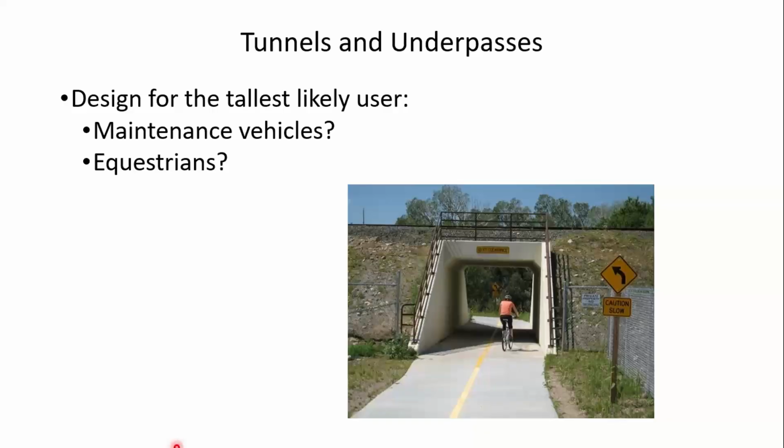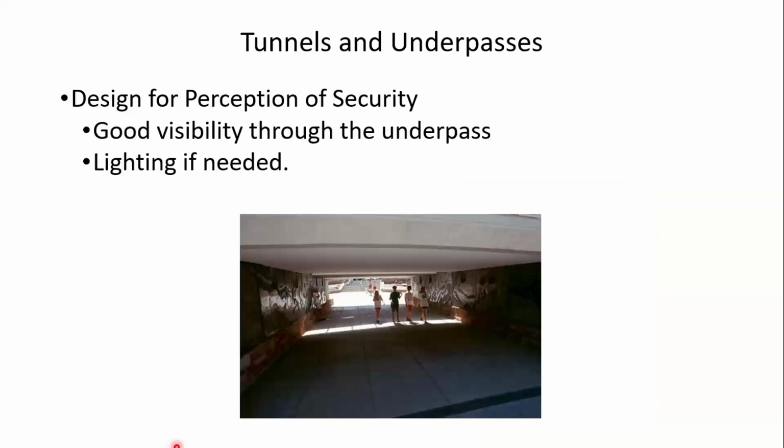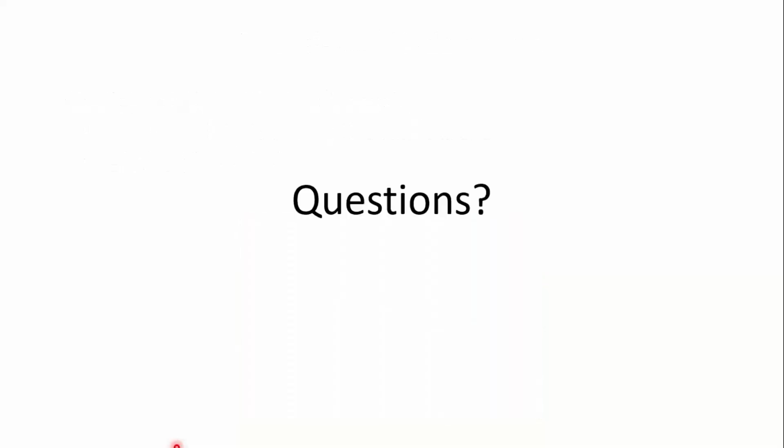Tunnels and underpasses should be designed for the tallest user, which is probably not the cyclist. It might be maintenance vehicles or folks on horseback. Tunnels and underpasses need to make sure we design for perception of security and have good visibility. And I think we're wrapping up just on time. That's my final slide. Any questions or concerns or anything on those last topics?